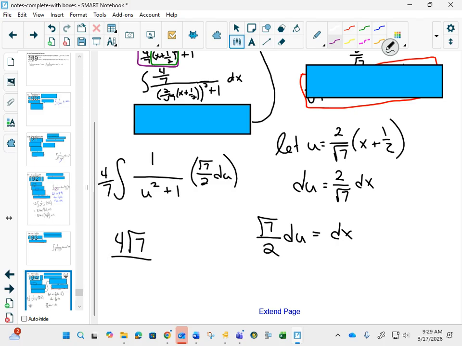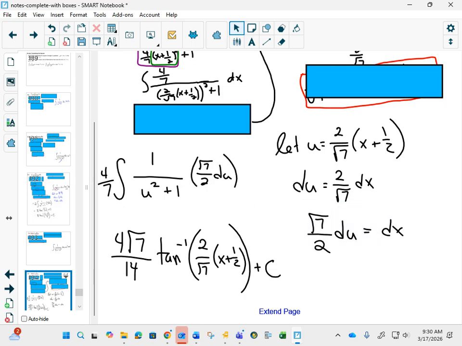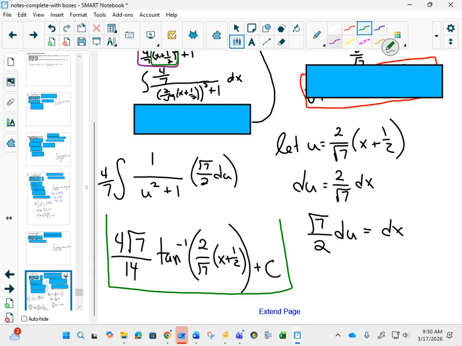For root 7 over 14. Just took that root 7 over 2 and multiplied it by what's out in front. This becomes tan inverse of, and at this point I could write u here, but if you wanted to save yourself some time, you already know that you're going to have to substitute it back. It's just u inside here, so I could take my 2 over root 7 x plus 1/2. Slide this over, and get my final answer.